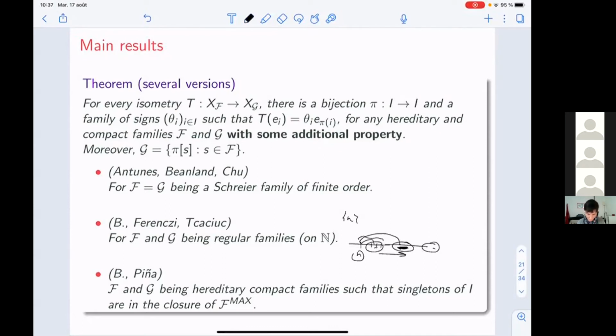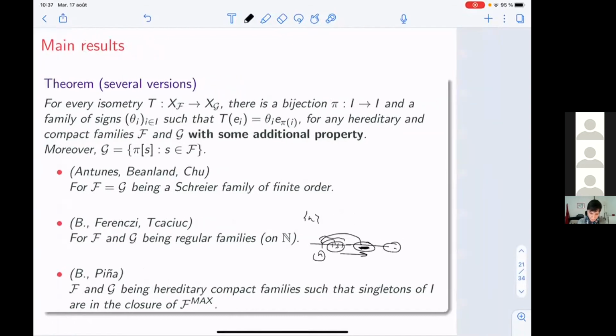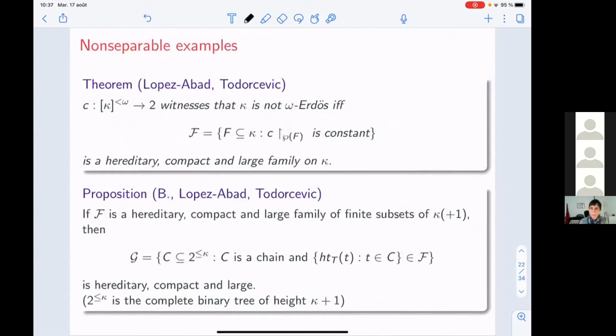Okay, and so this is how we figured out what was the needed condition to prove it in the uncountable context. So just to mention some non-separable examples, because I gave as a motivation the Schreier families on N. For larger sets, we have some interesting constructions of spaces coming from these families, so combinatorial spaces or combinatorial norms, which give interesting properties. So let me first mention this result by Lopez-Abad and Todorcevic, which says that a coloring from finite subsets of some infinite cardinal kappa in two colors witnesses that kappa is not an omega Erdős cardinal.